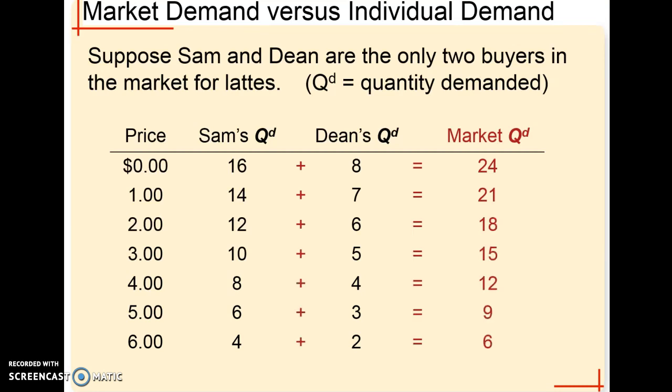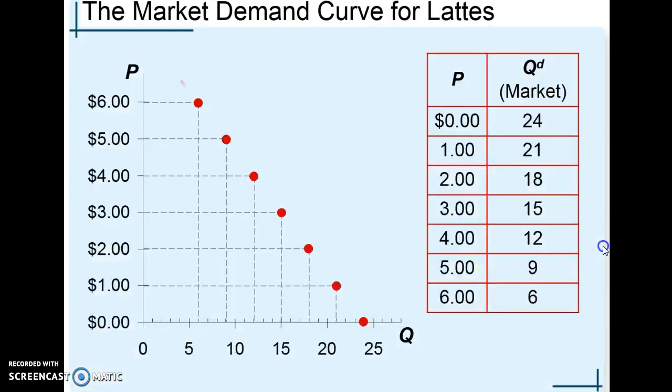Even though Sam and Dean would consume different quantities of lattes at different prices, you see Sam would consume 16 if they were free, and Dean would only consume 8. So their individual price preferences are different. The final column gives us the market quantity demanded. The market demand curve is going to look a lot like the demand curve for Sam, the individual demand curve. It's also downward sloping.